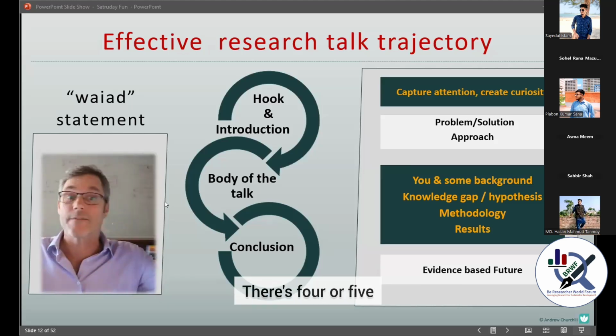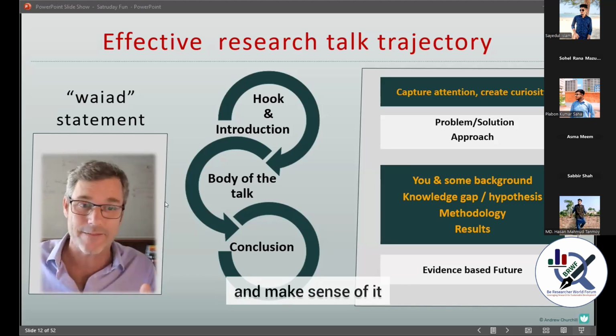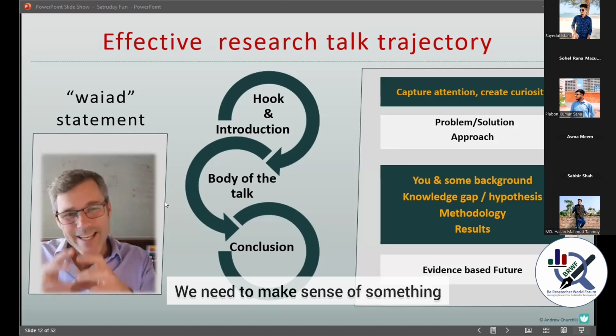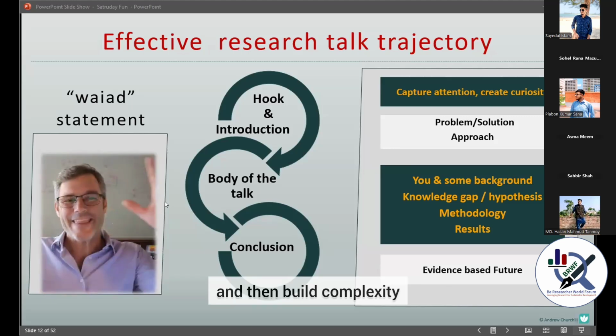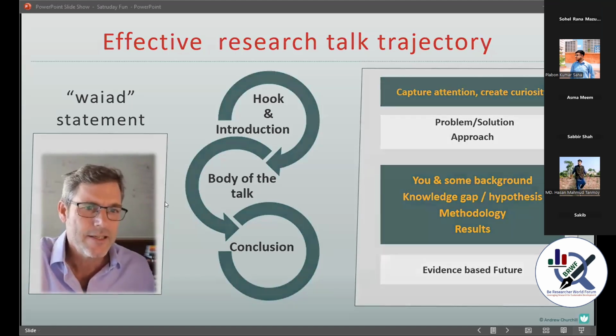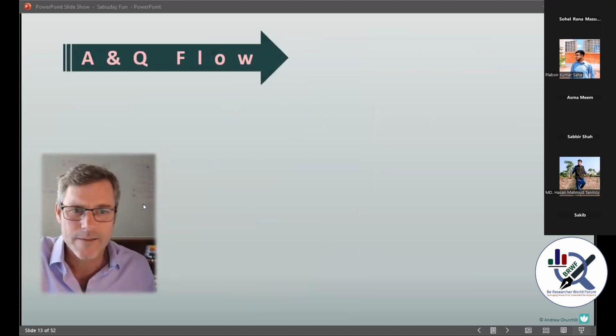There's 4, 5, 6 different pieces of it. And then we try and bring it all together and make sense of it. It's backwards. We need to make sense of something and then build complexity. Okay. For the most part, people are doing this exactly the wrong way.